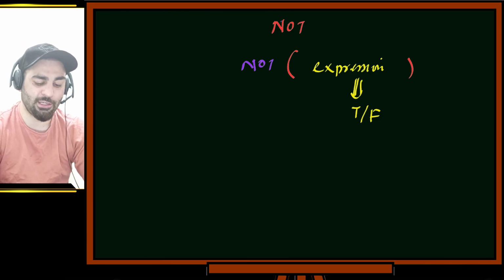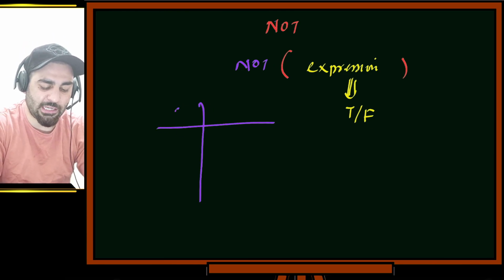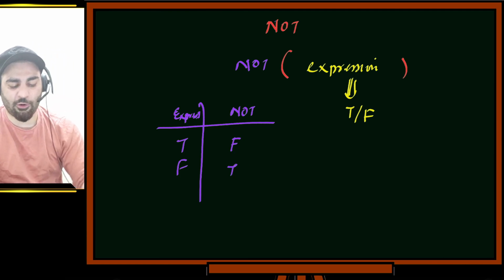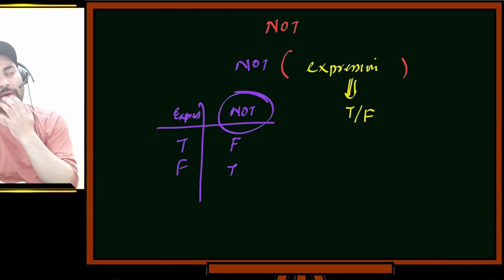So that's how the NOT operates. If you see the truth table, you have this expression, and from this you have the NOT operation applied onto it. This is true or false, so it will make it false and true.